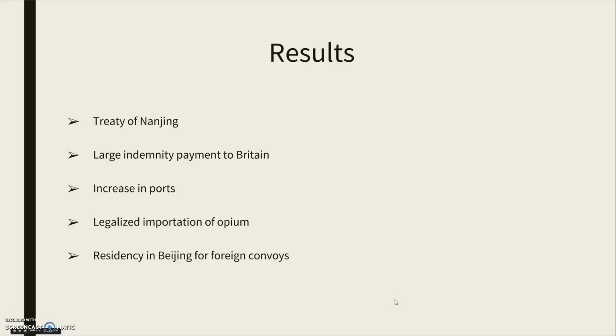So the results were pretty much the Treaty of Nanjing, the large indemnity payment to Britain, the increase in ports for trade, as they previously only had one port as opposed to the 5 they gained, and then there's legalized importation of opium and residency in Beijing for foreign convoys.